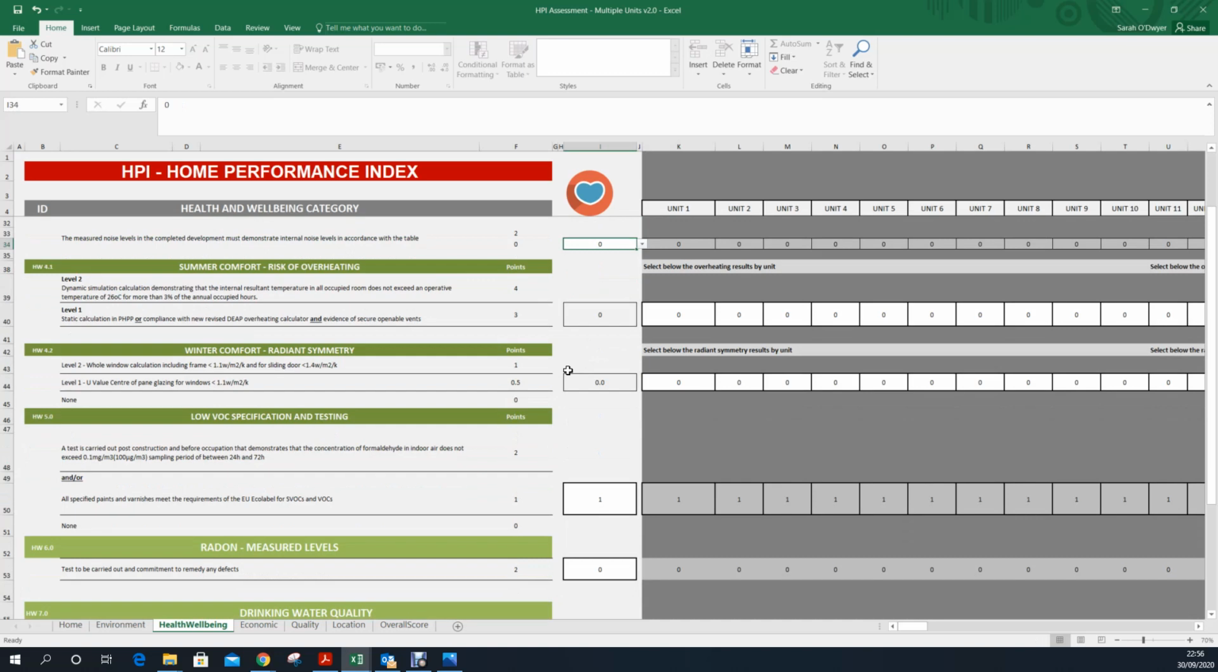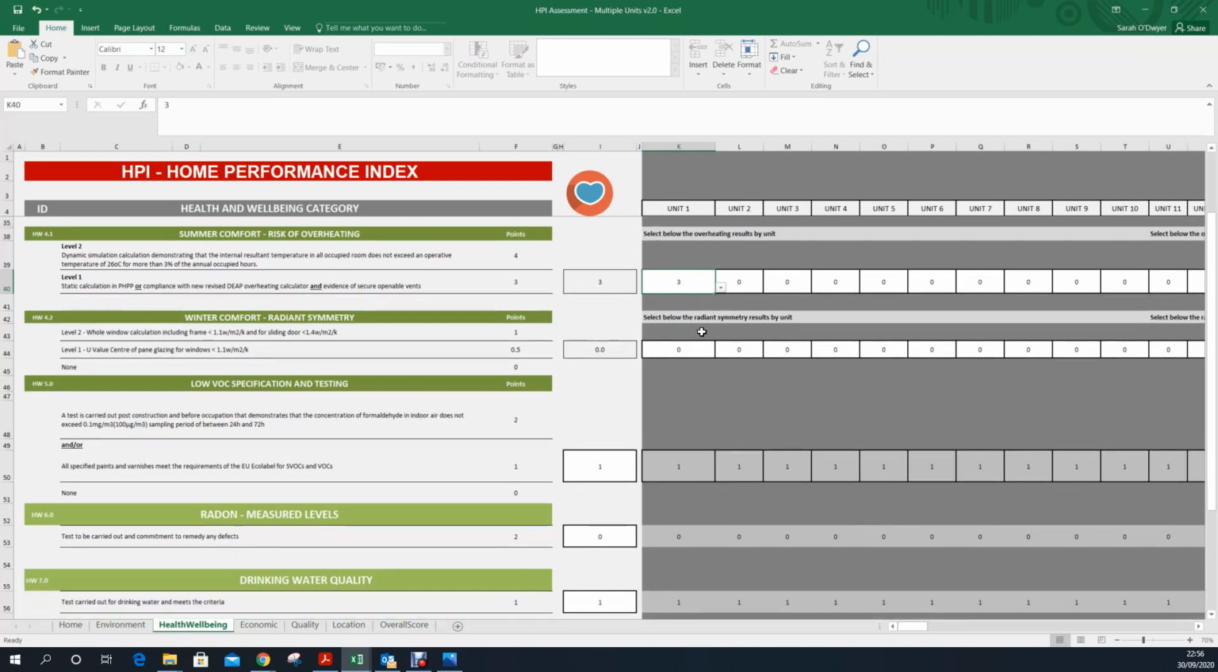The overheating results, the dynamic simulation, not many people are doing it, and it's unlikely that you'll be able to do that. I'm talking about the example I've given there. You'll be able to apply that to your own project, and in terms of using the revised deep overheating calculator just to see if you're in compliance with it, or if you're using PHPP. So let's assume that that is doable in this case.